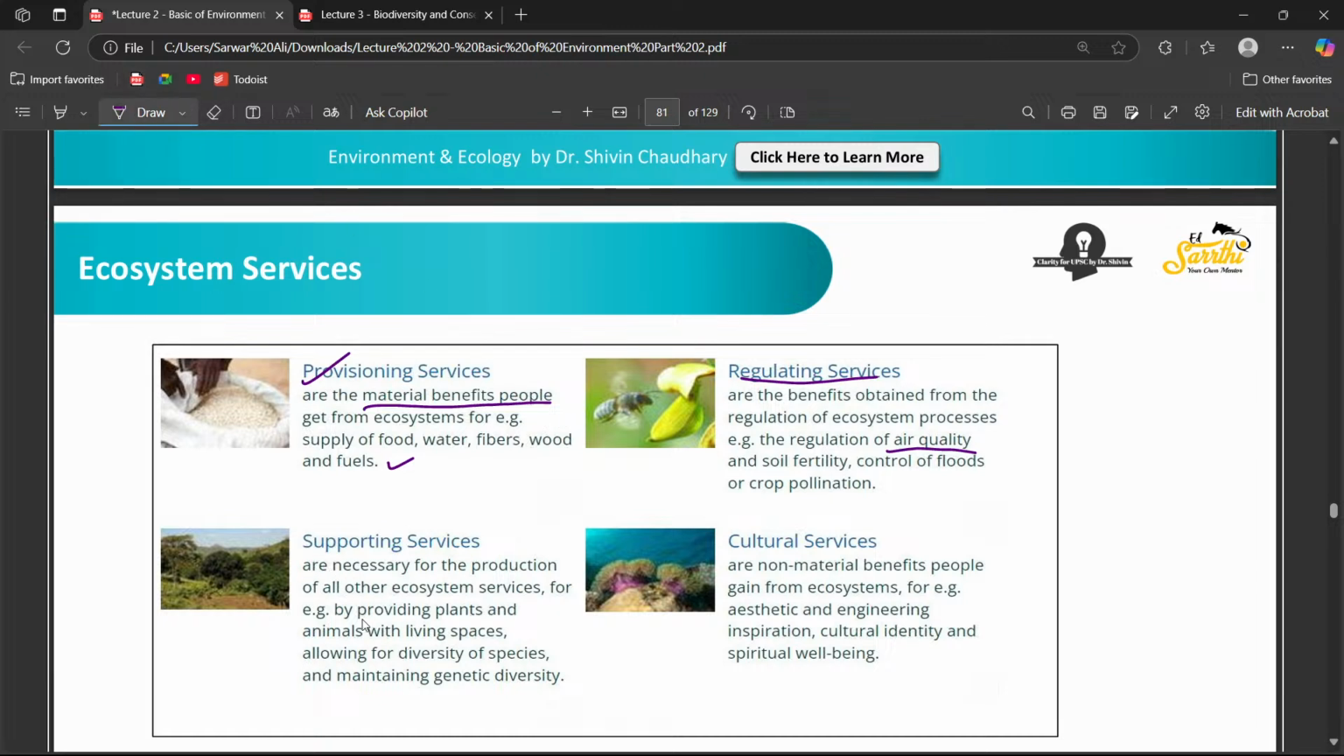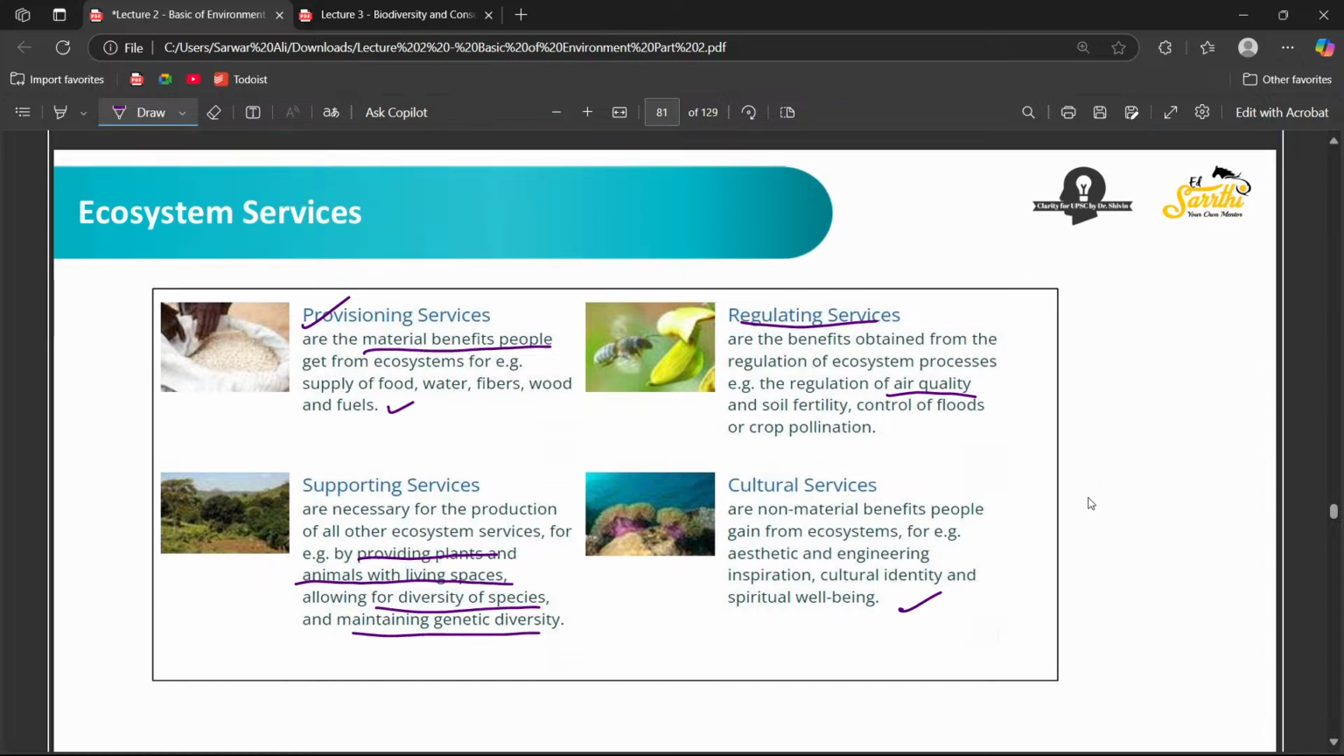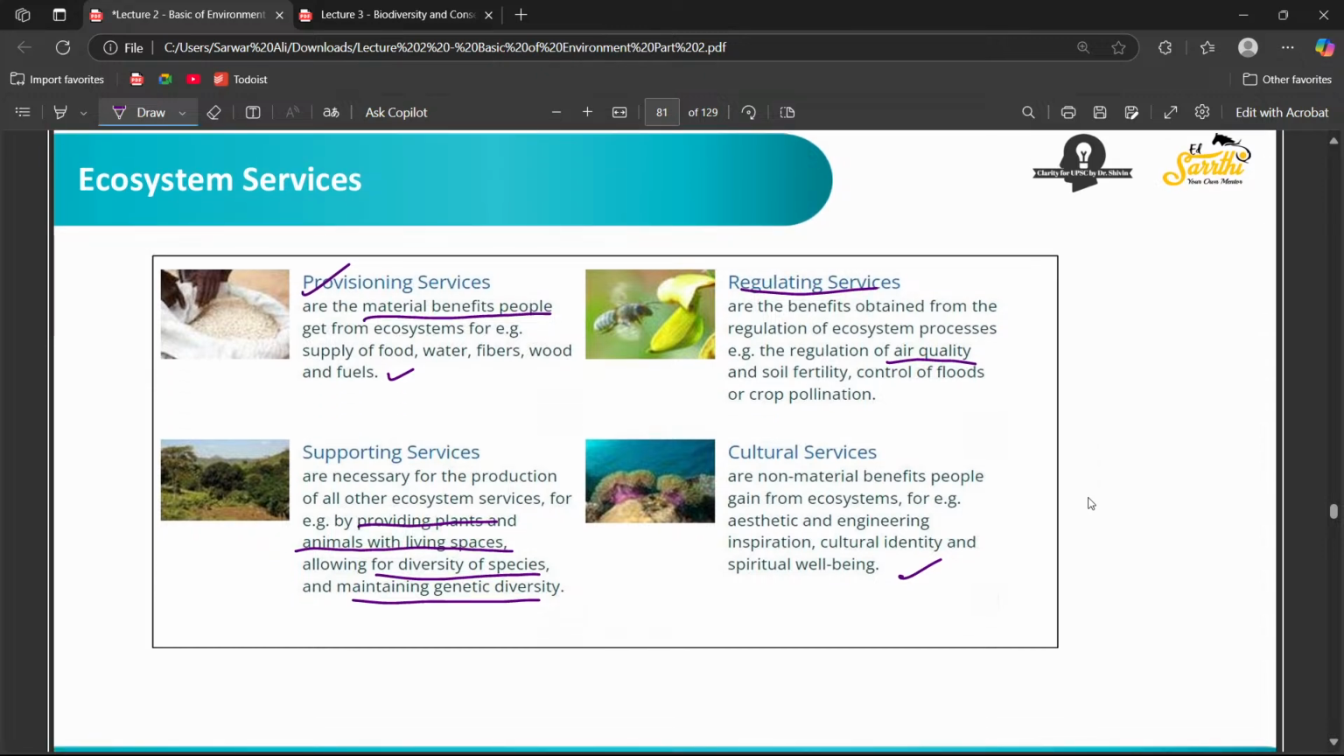Supporting services, such as plants and animals with living species, allowing for diversity of species and maintaining genetic diversity, which is supporting other species. Cultural services like aesthetic and engineering inspiration, cultural identity, and spiritual well-being. So these are the four types of services: provisioning, regulating, cultural, and supporting.